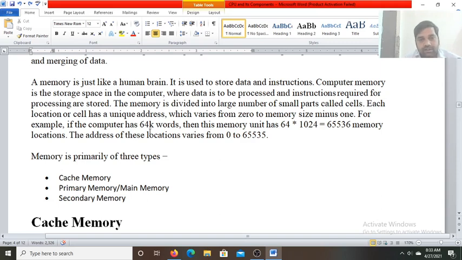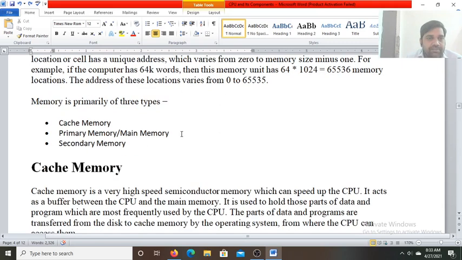Because the total location was 64K, and 1 kilobyte is equal to 1024, so 65,536 memory locations are there. So it will start from 0 to 65,535. This is the start address, this is the end address of the cell.